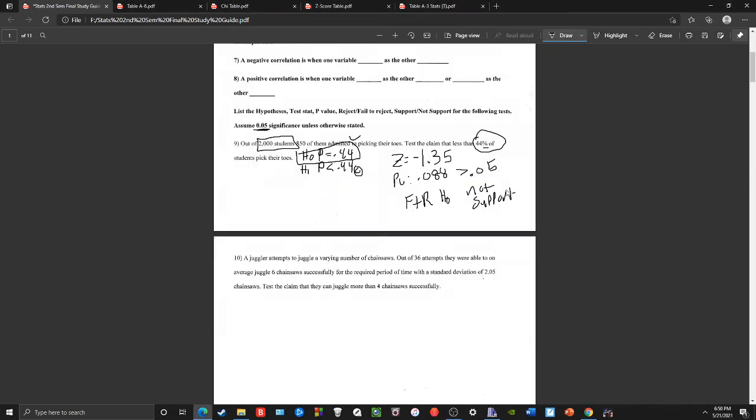So that's how we do that one. Again, ask yourself, what are you testing? Percentage, average, or variance? And then how many samples do you have? One or two?